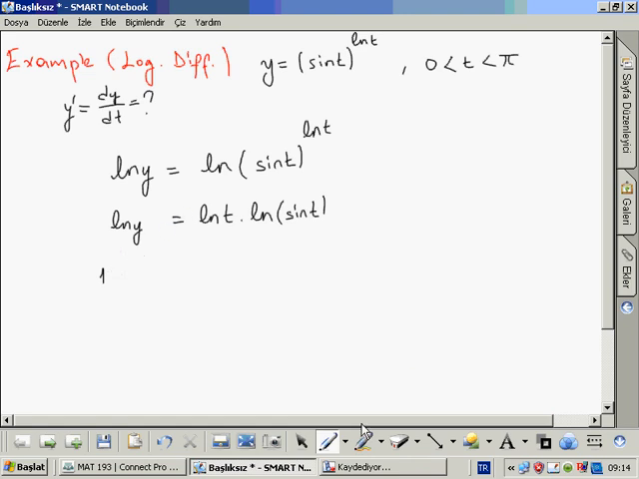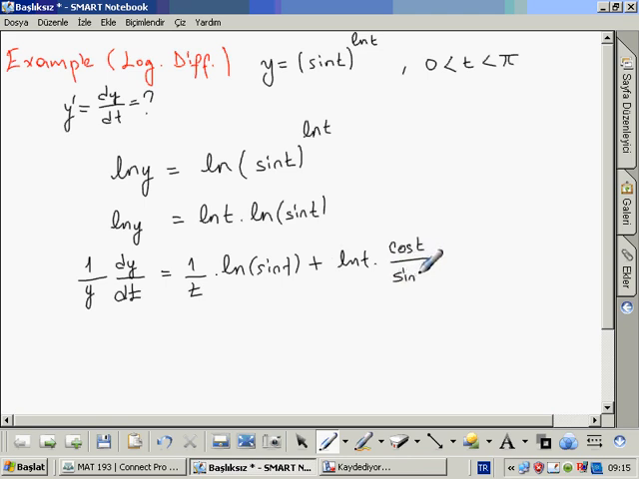Take the derivatives of both sides, and what will I do? It's easy. This is 1 over y, and the inside of the y comes ∂y/∂t, because it is with respect to t. So this part: 1 over t times ln of sine t, plus ln t times cosine t over sine t, which is the derivative of ln of sine t.